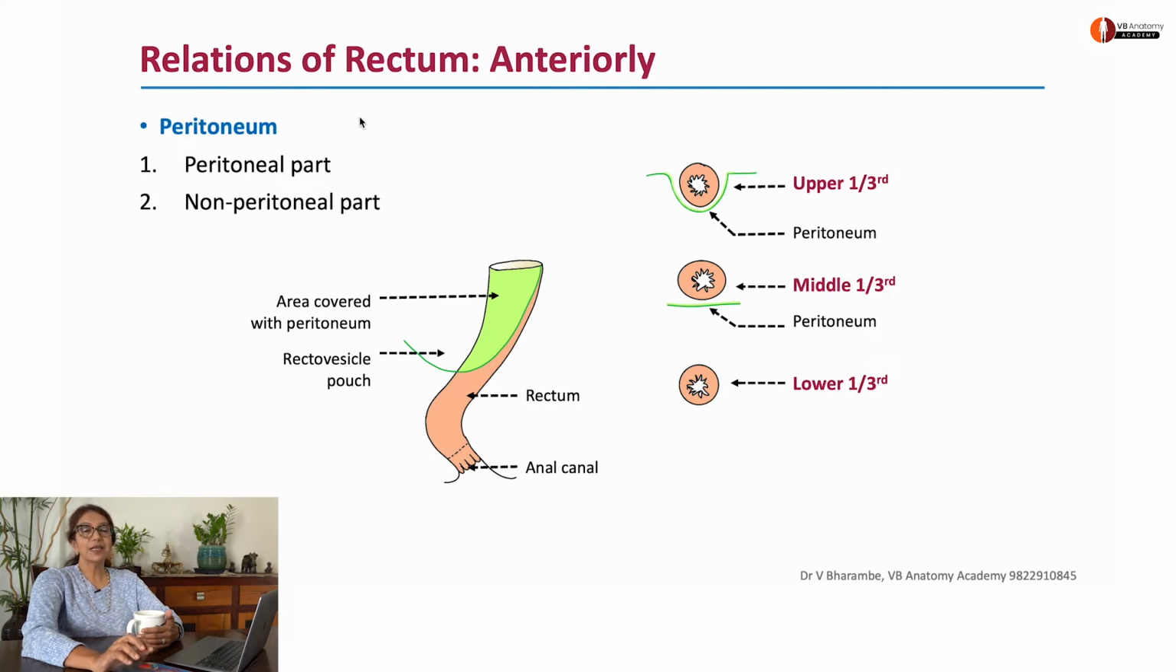The rectum is covered by peritoneum. Okay, a part of it is covered by peritoneum, a part of it is non-peritoneal. So you can see how the peritoneum is gently curving over the upper part and the middle part of the rectum. So the upper 1/3 is covered anteriorly and on the sides by peritoneum. The middle 1/3 is covered only in the front by peritoneum, and the lower part remains non-peritoneal.